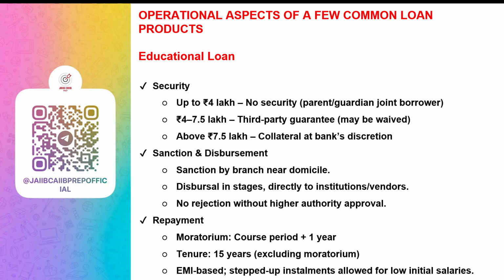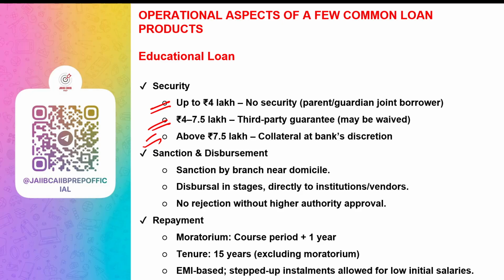With respect to security requirements, no security is required for a loan up to 4 lakh rupees. For 4 to 7.5 lakhs, third party guarantee may be waived if parents or guardians have strong financial standing, and if the loan is for computer purchase, it will be hypothecated by the bank. For 7.5 lakhs and above, the collateral is at the bank's discretion.